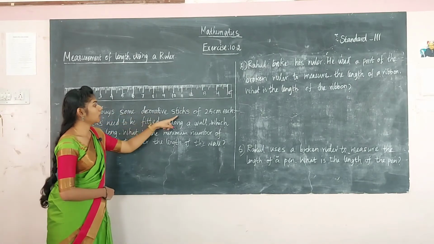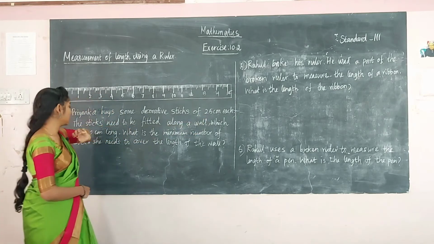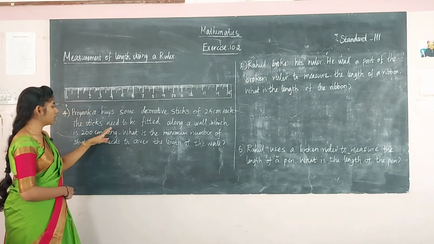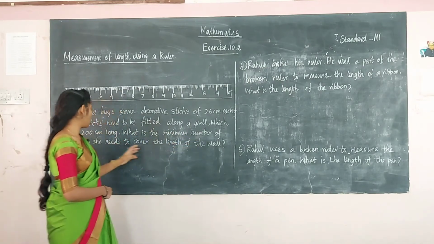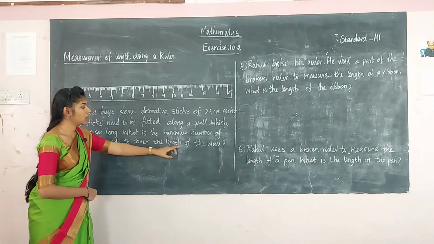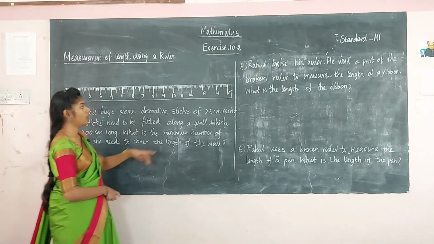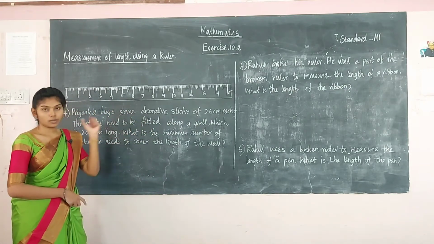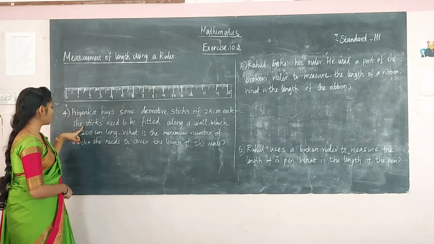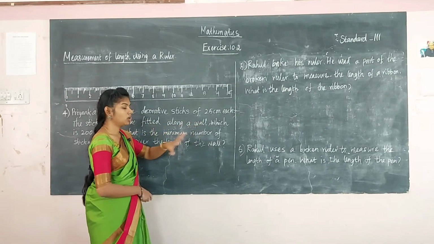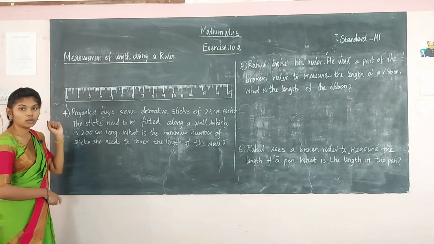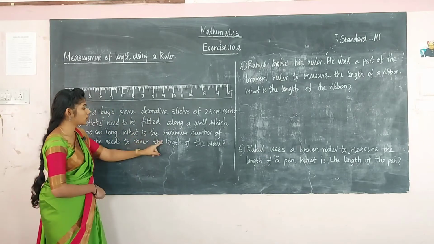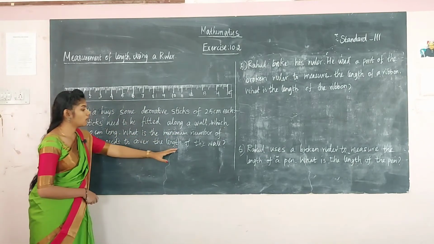Priyanka buys some decorative sticks of 25 centimeter each. The sticks need to be fitted along a wall which is 200 centimeter long. What is the minimum number of sticks she needs to cover the length of the wall? So it is given 25 centimeters for each stick. Priyanka is buying 25 centimeter sticks. The sticks need to be fitted along a wall of 200 centimeter. So how many sticks are needed? That is the question.